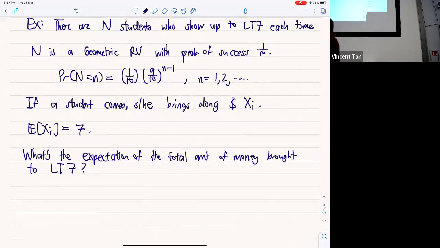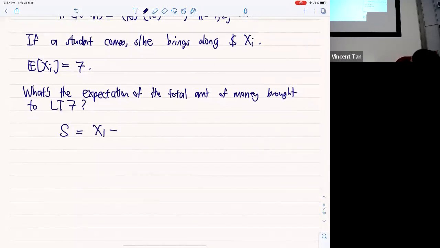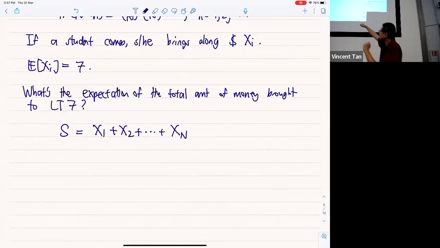Do you realize that there are two sources of randomness here? One is the number of students who could come. The more students come, the more money generally. Another one is that each student brings a random amount of money. Okay, so there are many sources of randomness here. But what we are interested in is S, which is X1 plus X2 plus ... plus X capital N, where the capital N signifies that the number of students who show up is random. And I want the expectation value of S. How do I do it? We use the law of iterated expectations.